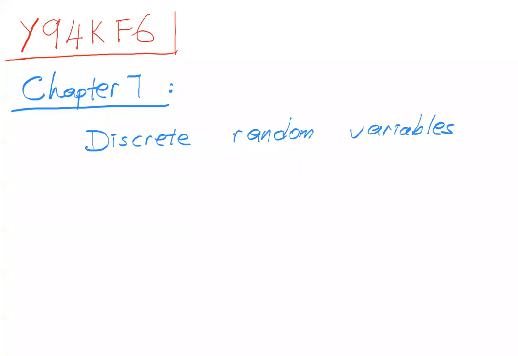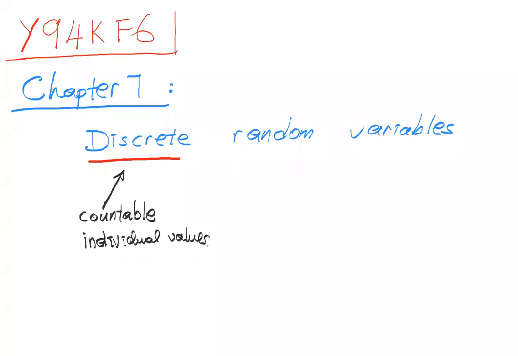So first of all, you have to understand the word discrete. What is the meaning of discrete? That means countable, yes. Or you have individual value. A variable that is countable or has individual value.